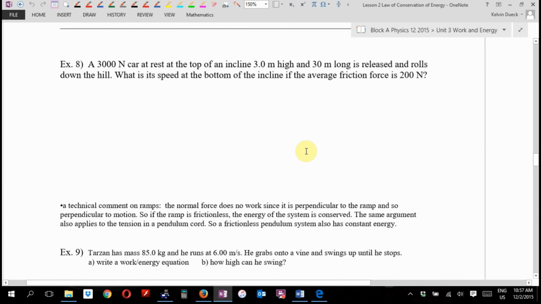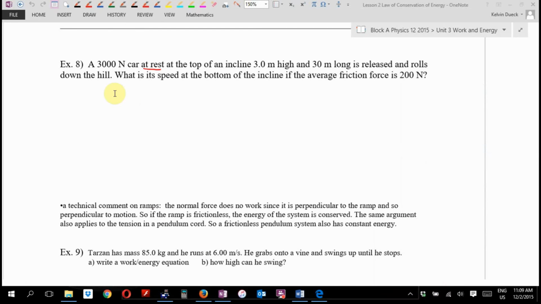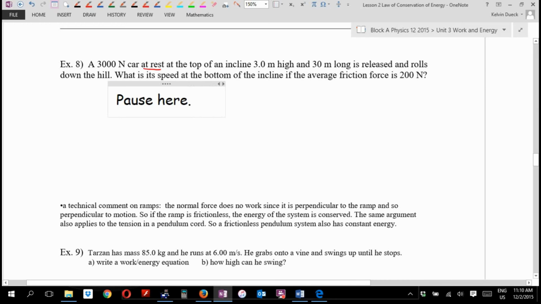3,000 Newton car at rest. I'd probably underline the words at rest. That's important. At the top of an incline 3 meters high and 30 meters long is released and rolls down the hill. What is its speed at the bottom of the incline if the average friction force is 200 newtons? Put your pencils down. Pause the video. We're going to pause here.